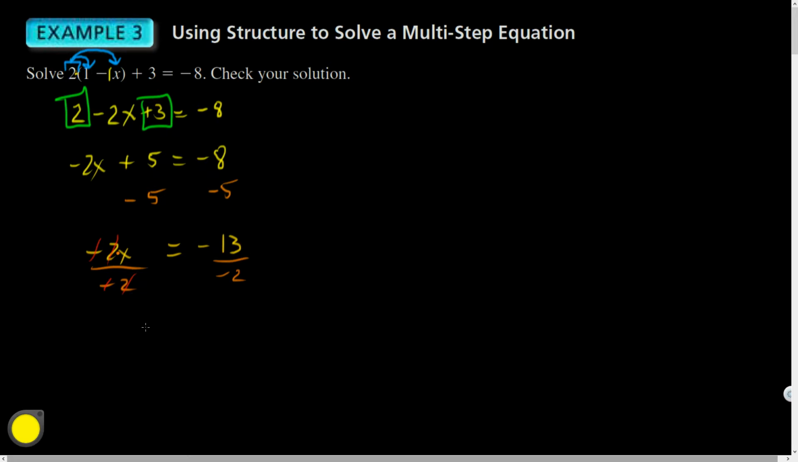So notice dividing by negative 2 does in fact result in x being left by its lonesome. Here those negatives cancel out. I'm going to leave this as 13 halves. And improper fractions are awesome.